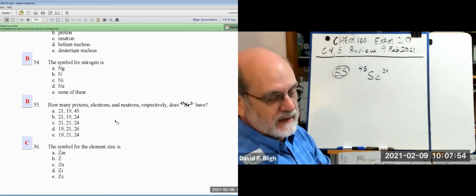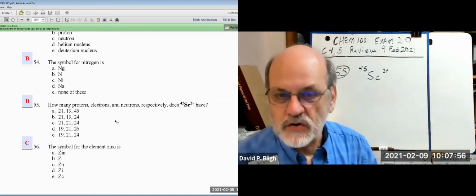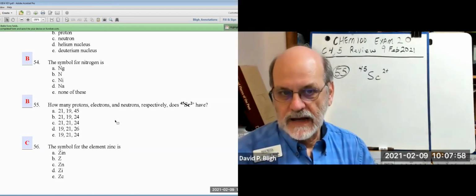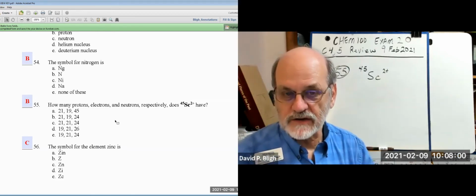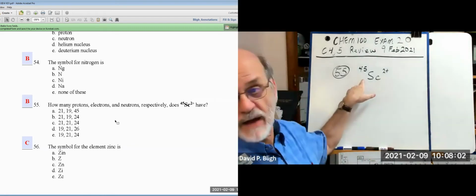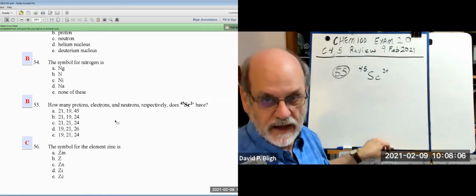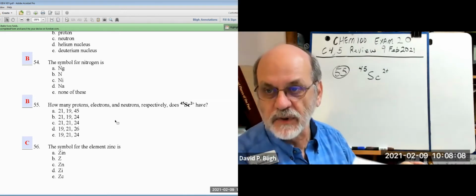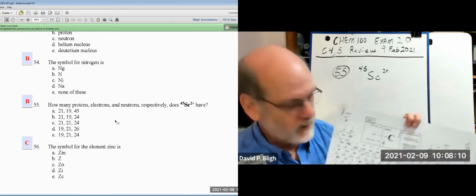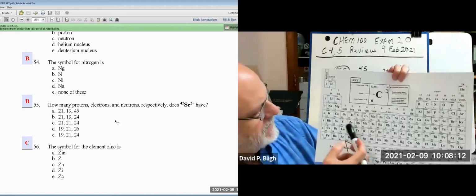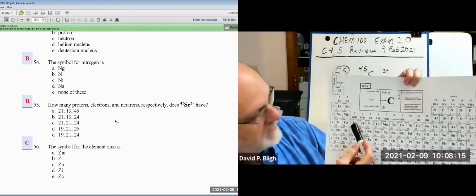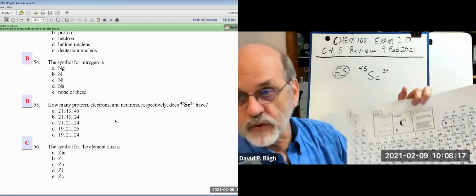All right. So how are we going to do this? How can we determine the number of protons, electrons, neutrons? We don't have an atomic number for this element here. Is it available? Yeah. Once you know the symbol and the name of the element, you just find it. There it is, scandium. It has atomic number of 21.